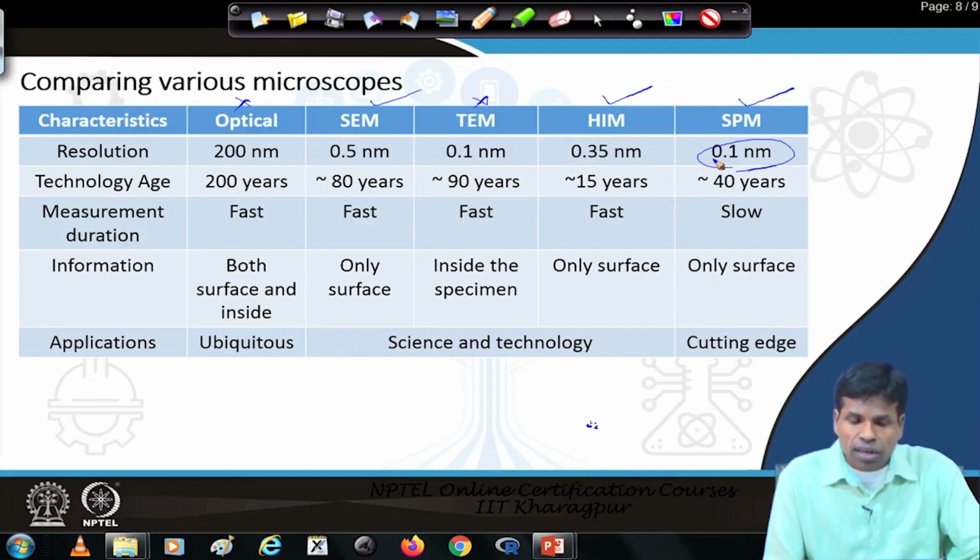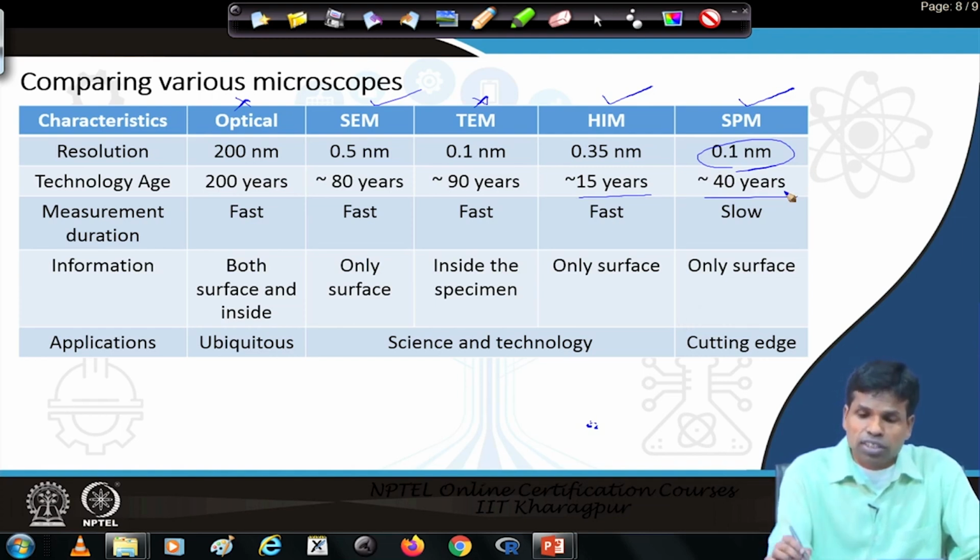If we look at their history of use, the optical microscope is more than 200 years old, the scanning electron microscope is approximately 80 years old, TEM more than 90 years, helium ion microscopy is quite new in history, which is 15 years old, and scanning probe microscopy is 40 years old. And measurement duration is also important. It is not only the resolution that is important, there are many other factors also important.